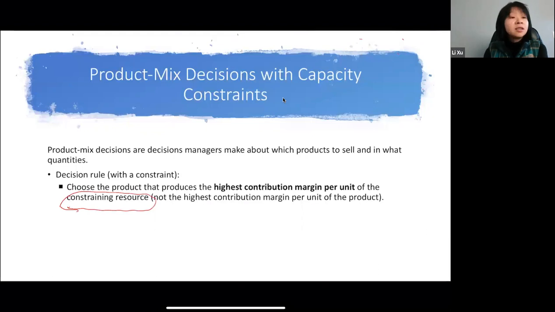Here, the key, even though it's not highlighted, is contribution margin per unit based on constrained resources. Okay, so not based on the product itself. It has to be based on 1 unit of the constrained resources: what is the highest contribution margin, and then pick the one with the highest contribution margin.